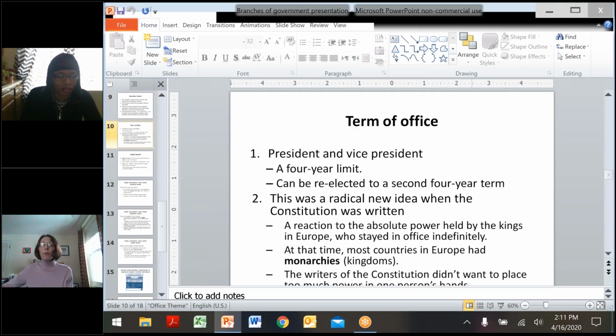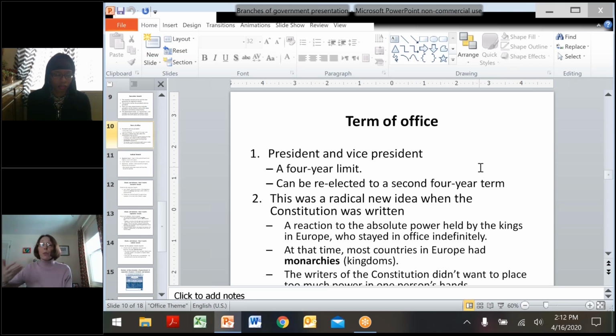Okay, so their term of office, the president and vice president can only serve 4 years for each term, but they can be reelected to a second 4-year term. And this year is an election year, of course, and so we're going to be voting to either continue President Trump's term in November or to elect a new president. And right now, Joe Biden is running against President Trump. So we'll either elect Joe Biden or we'll elect President Trump for a second term.